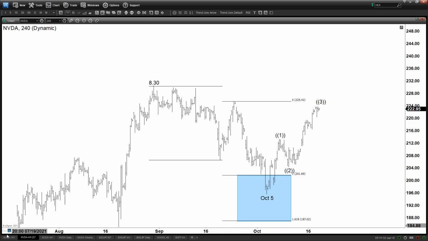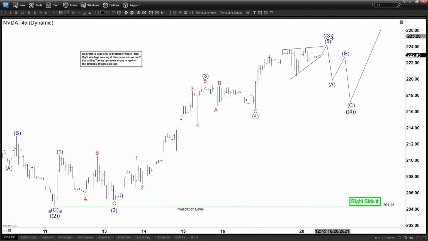But again, back to the 1-hour chart. So that means any pullback from this point on should find buyers in 3711 swing against 204 for further upside here. Okay, so that's the update for today.